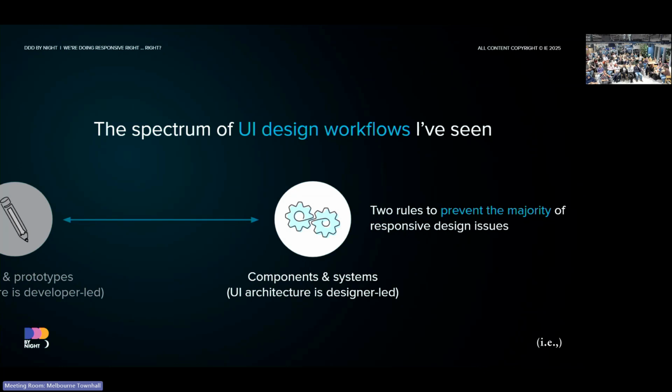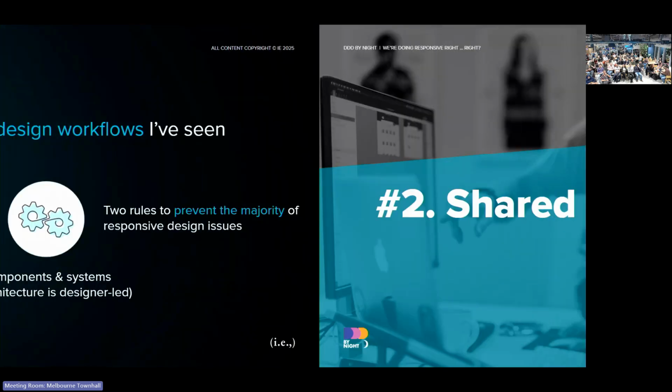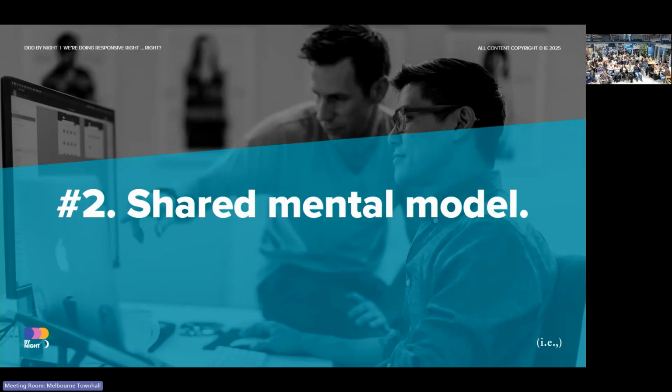It's important for context. Okay. Rule number two, shared mental model. Aim for a shared mental model. In theory, it's the only rule you'll ever need, but in practice, you'll need rule number one as well.